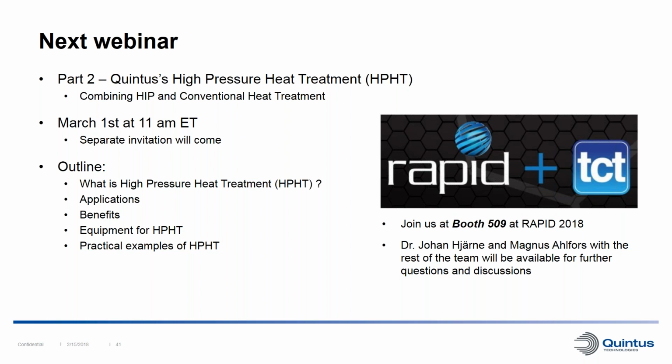And the outline for that will be what high pressure heat treatment is all about and what kind of applications this can be used for. We will present what kind of research and development we are doing and how we are working with this, what benefits come out of this, what kind of equipment there is for this, and some practical examples as well.